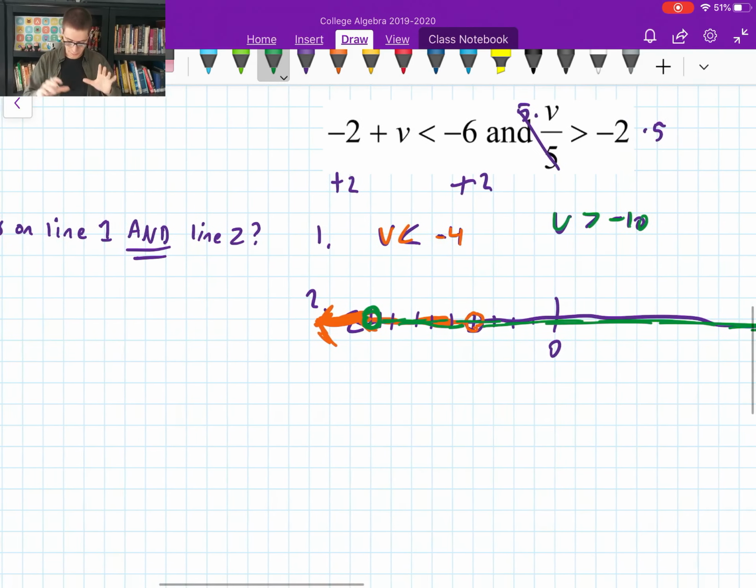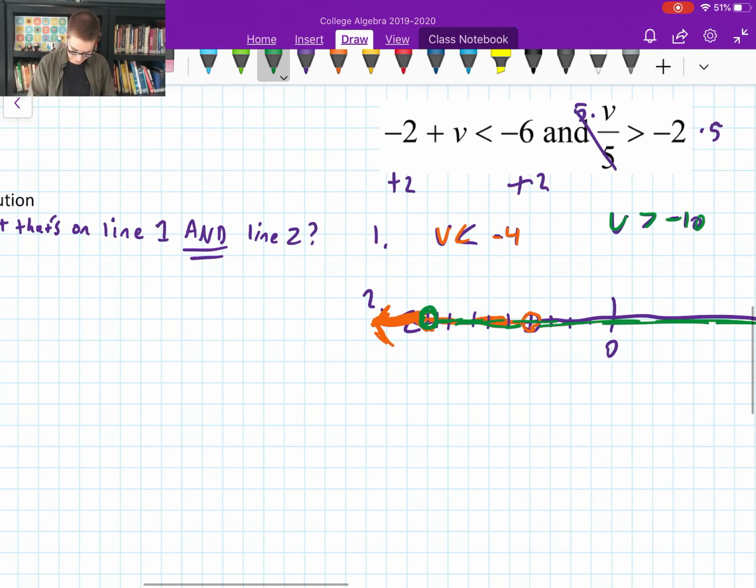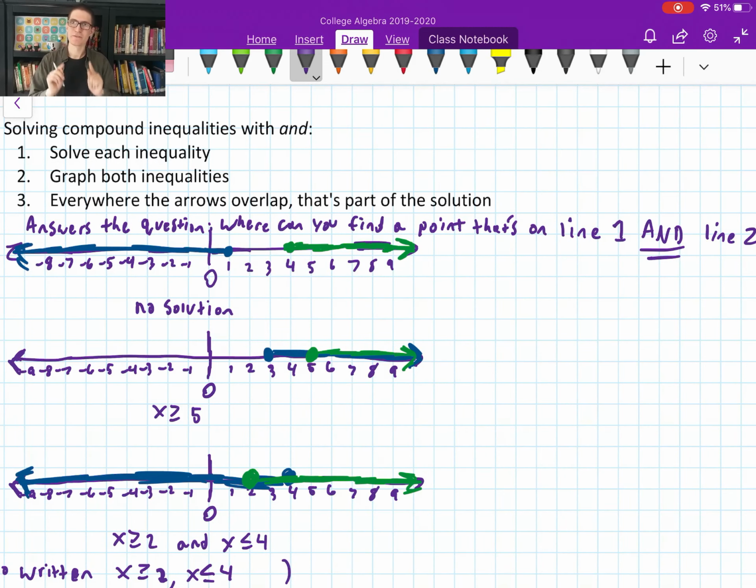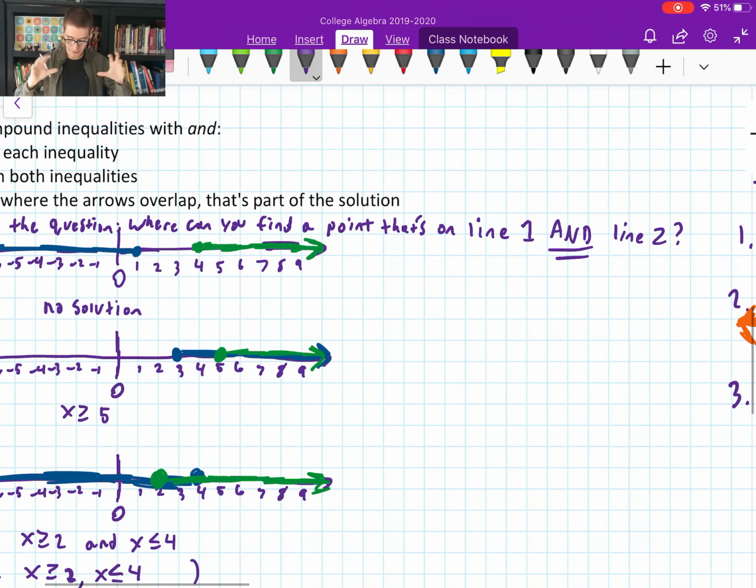Okay, when we get to step 3, we ask just about the same question, but we modify it just a tad, and it gives us very different answers. Because it's an and, we need to find all the places where we can find a point that's on line 1 and line 2. Where are all the points on the orange line and the green line? Where's that range where they overlap? That's what we're looking for here.